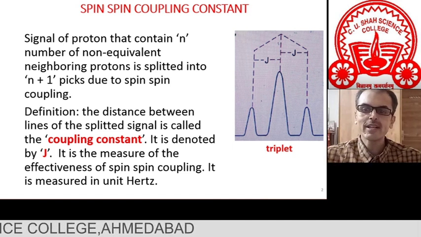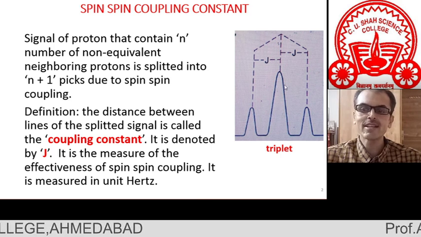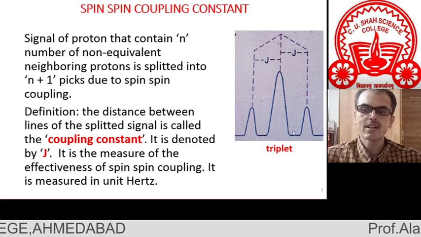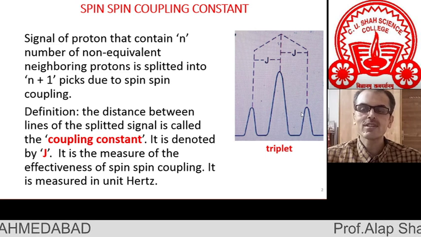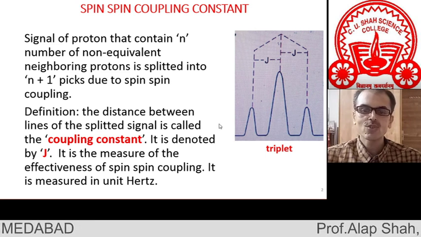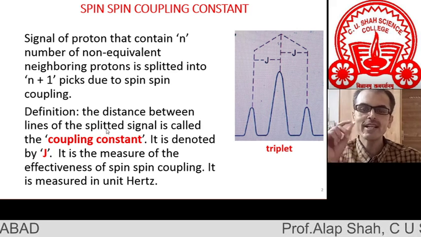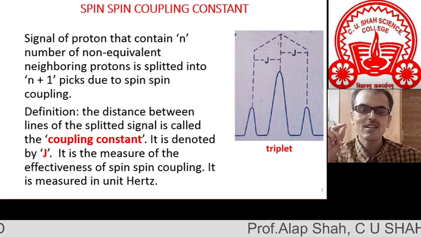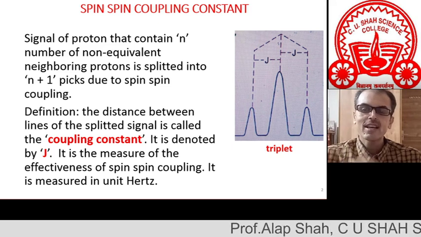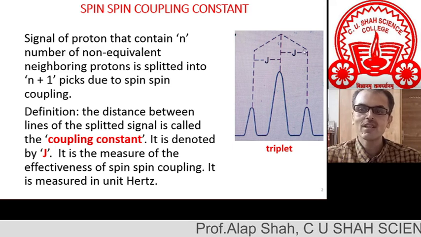Now these are the three split lines of the triplet in front of you, and we also know that the intensity of lines in a triplet is 1 is to 2 is to 1. Now this distance between the split lines is called the spin-spin coupling constant. If you read the definition, the distance between the lines or peaks of the split signal, or we can say the distance between the multiplet of the signal, is called the coupling constant, and it is shown by the symbol J. Here also in the picture you can see that this distance is called J.